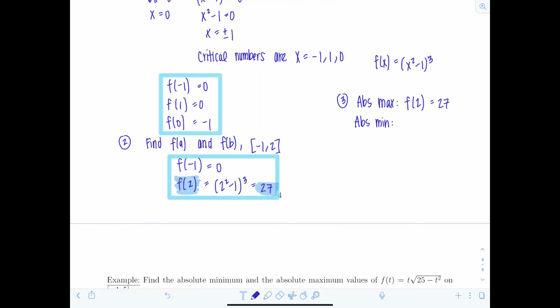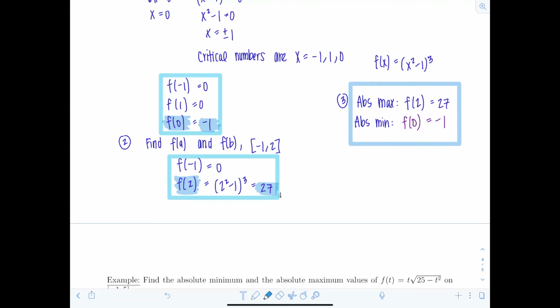What about our absolute min? Well, look here. Our absolute min occurs when x is equal to 0 and our y value is -1. So the absolute min is f of 0, which is -1. And that's our final answer.